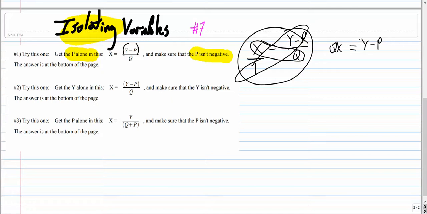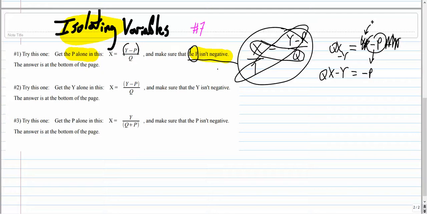So I want to get rid of this y, and it says the p is subtracted from the y, so that means y is just this positive number sitting here. So how do I get rid of it? I subtract y from this side, and that makes it go away. But whatever you do to one side, you've got to do to both. So now I have qx minus y equals, and I have to bring this whole thing down, this is negative p. So I've got my p by itself, but I've got to be sure that it's not negative.